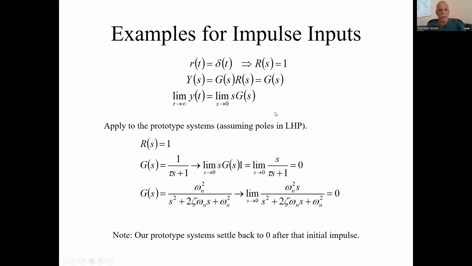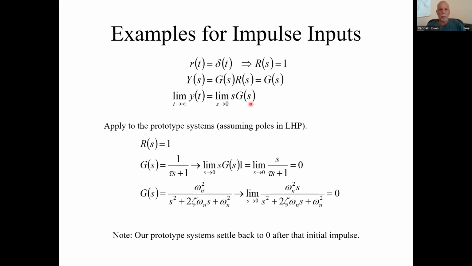What about impulse response? There, the input in the Laplace domain is just 1. The limit of the output is the limit of s times the transfer function. Let's apply that to the prototype first order system. Take that and multiply it by s. If that's in the numerator, that's just going to go to 0. So if I ping a first order system with an impulse, it'll settle back to 0 as time goes to infinity.